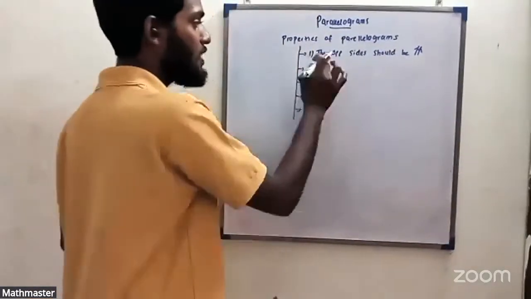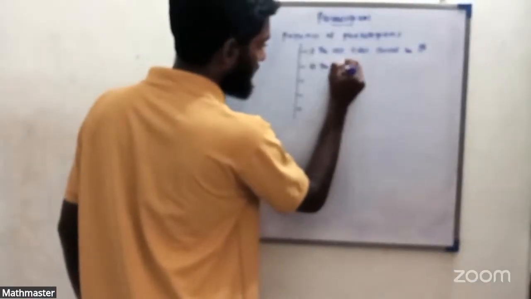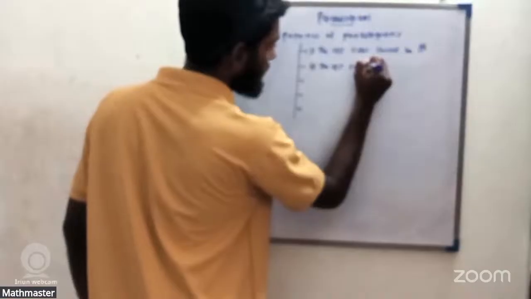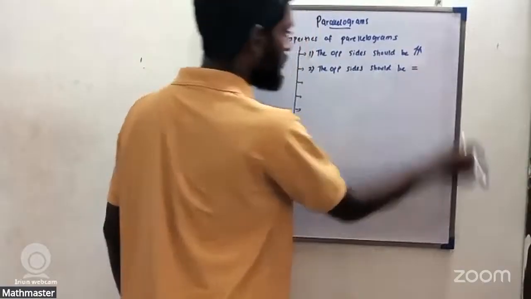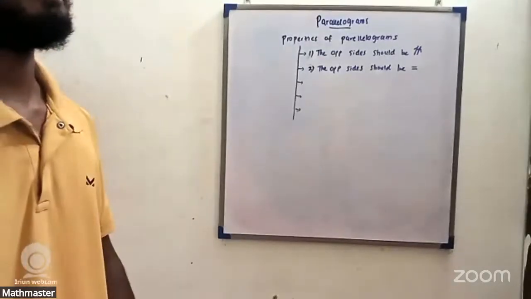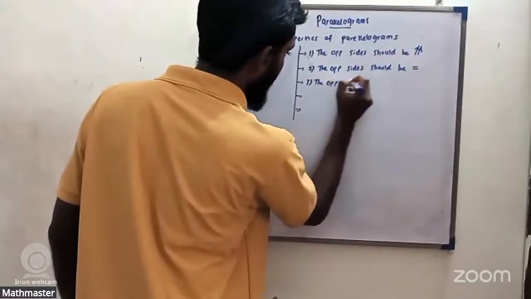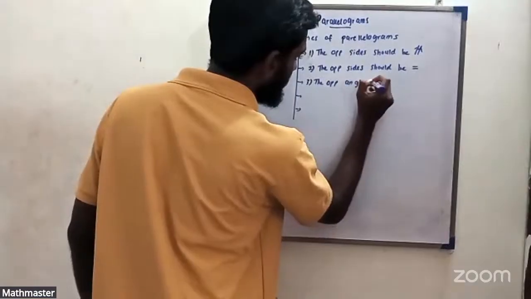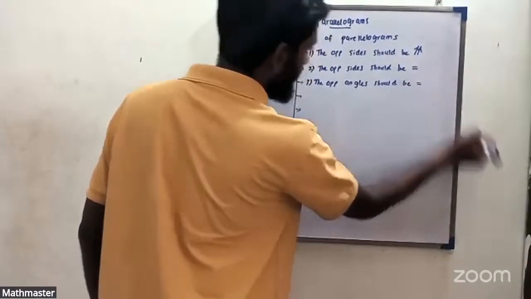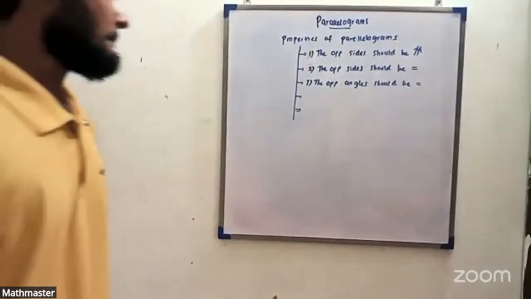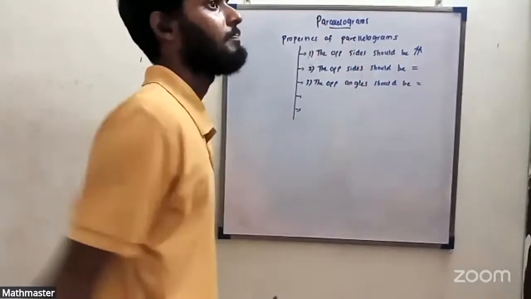In a parallelogram, the opposite sides are parallel. Then second property, the opposite sides should be equal. This is the second property. Right? Third property, the opposite angles should be equal. The third property is the opposite angles should be equal.